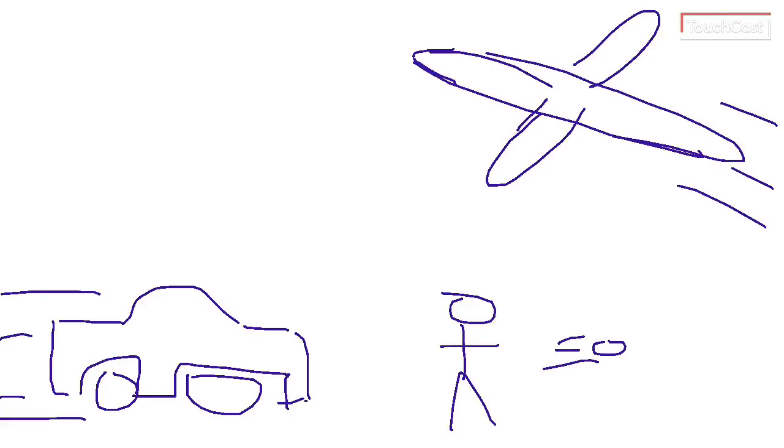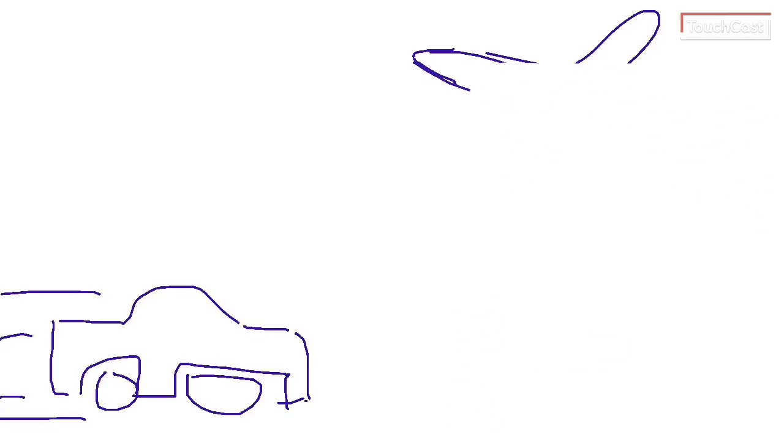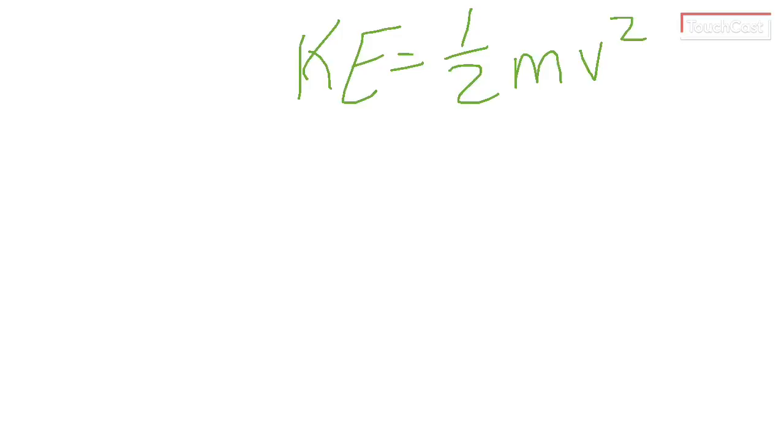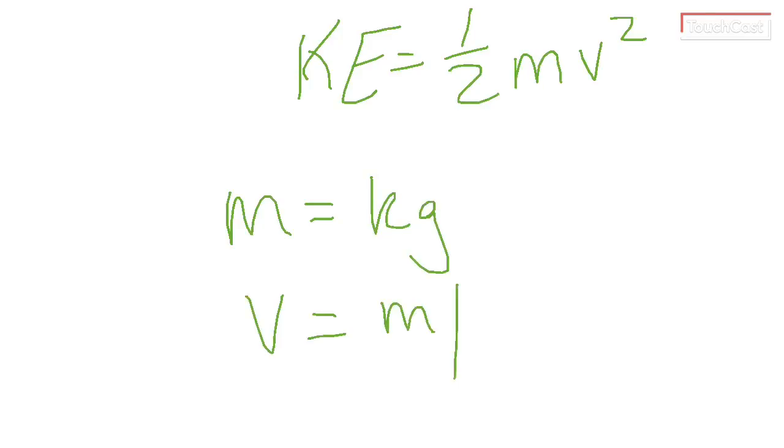All this energy is based on just two things, and those two things are mass and velocity. Knowing that, we can talk about our kinetic energy equation. Kinetic energy equals 1/2 mv squared. Similar to before, mass will be in kilograms, velocity will be in meters per second.